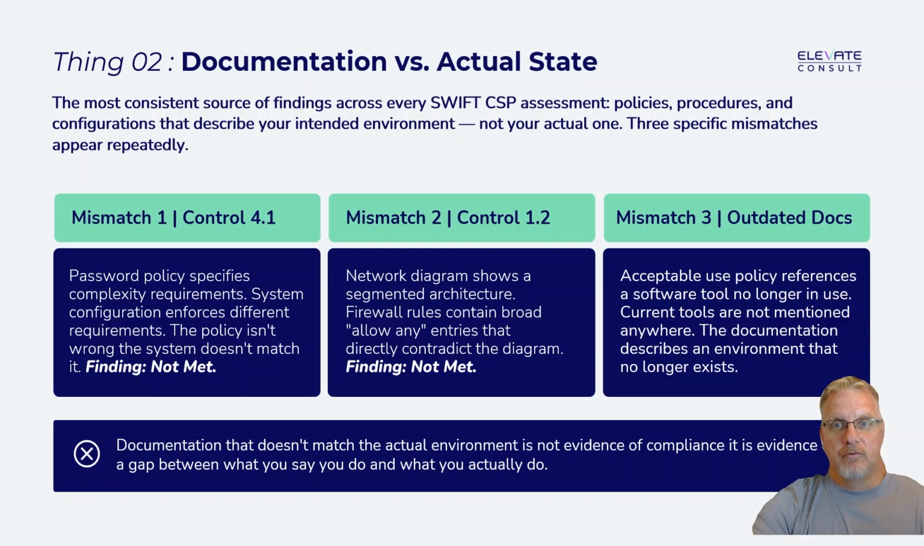A consistent source of findings across every assessment is a mismatch between documentation and reality. Three examples I see repeatedly. First, the password policy specifies complexity requirements, but the system enforces something different. The policy isn't wrong, the system just doesn't match. Second, the network diagram shows a segmented architecture, but the firewall rules contain broad allow-any entries that directly contradict it. Third, the acceptable use policy references a tool that is no longer in use. The current tools aren't mentioned anywhere. The documentation describes an environment that no longer exists. Documentation that doesn't match the actual environment is not evidence of compliance, it's evidence of a gap.